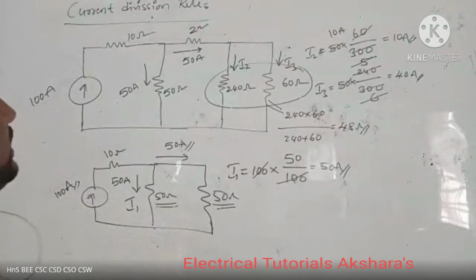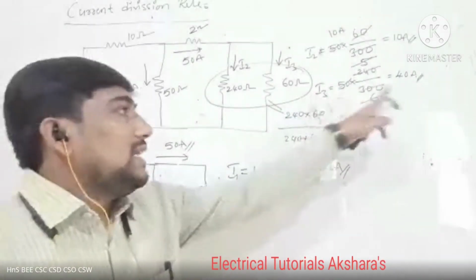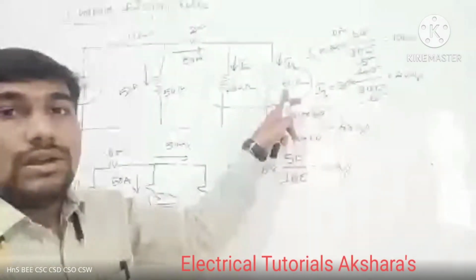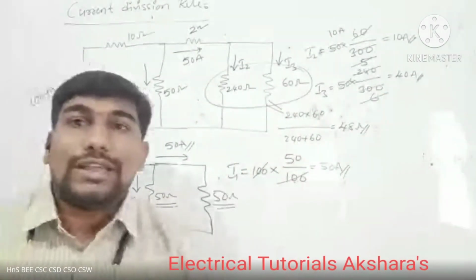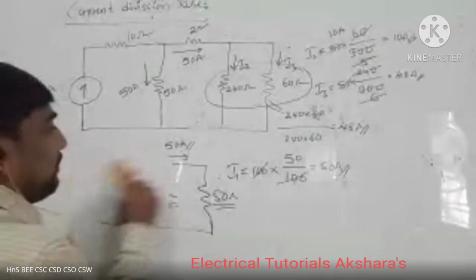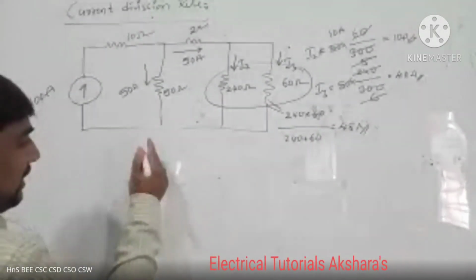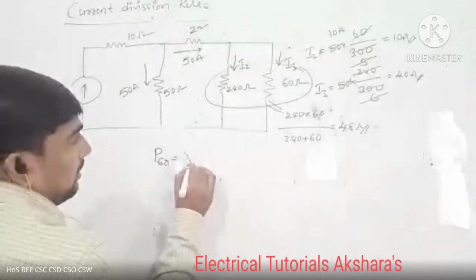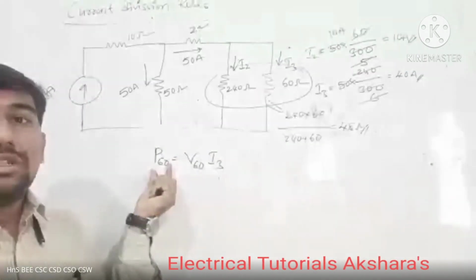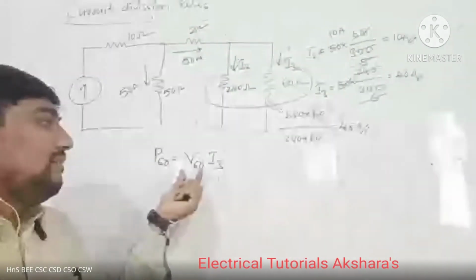So next one. The current through the 60 ohms is I3, and the I3 current is 40 amperes. That is the given question. Now, find the power across 60 ohms. Just tell me, anyone. Power P60 equals V60 into I3. Across the 60 ohm resistance, what is the power value P60?